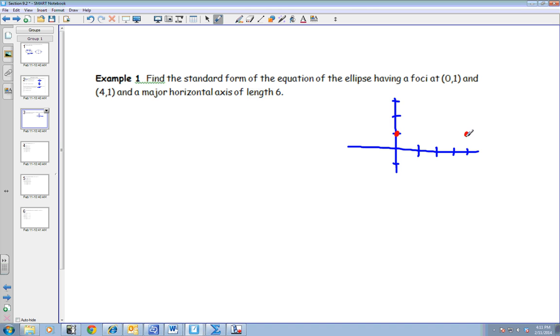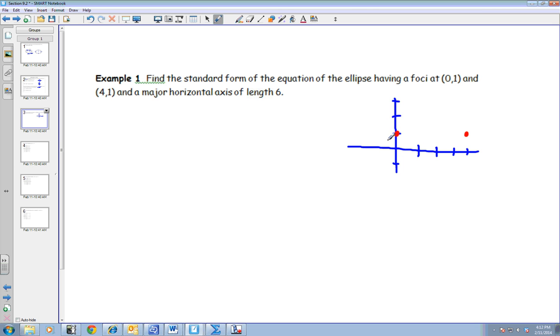These are not the vertices of my ellipse. These are the focus points, and my foci always lie inside the ellipse. It says my major axis is horizontal, so I know the ellipse is going to stretch this way.